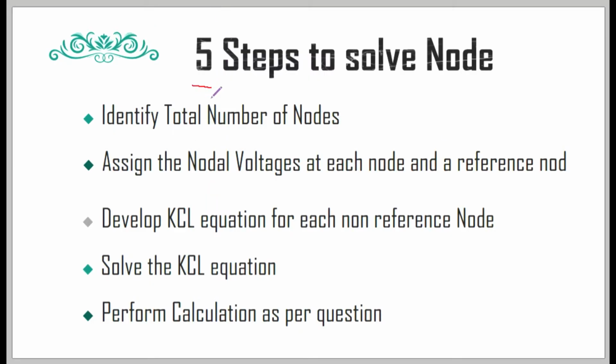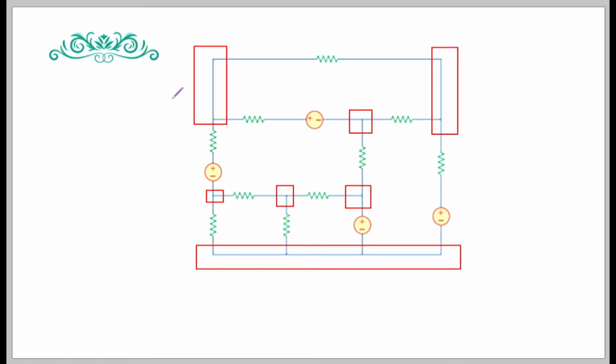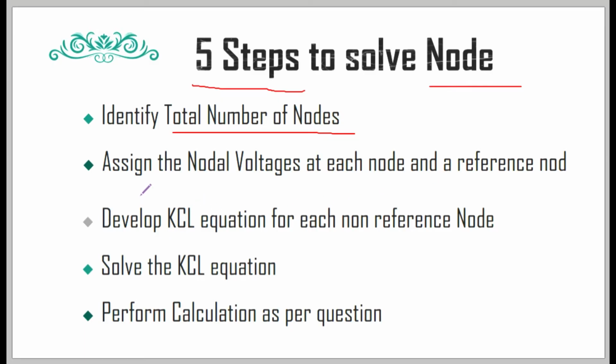Now let us learn the five steps that you need to do in order to solve any type of nodal analysis problem. The first step is to identify the total number of nodes. You have to identify the total number of principal nodes present within the circuit, like the one we have done over here. As you can see, there are one, two, three, four, five, six, and lastly seven nodes over here.